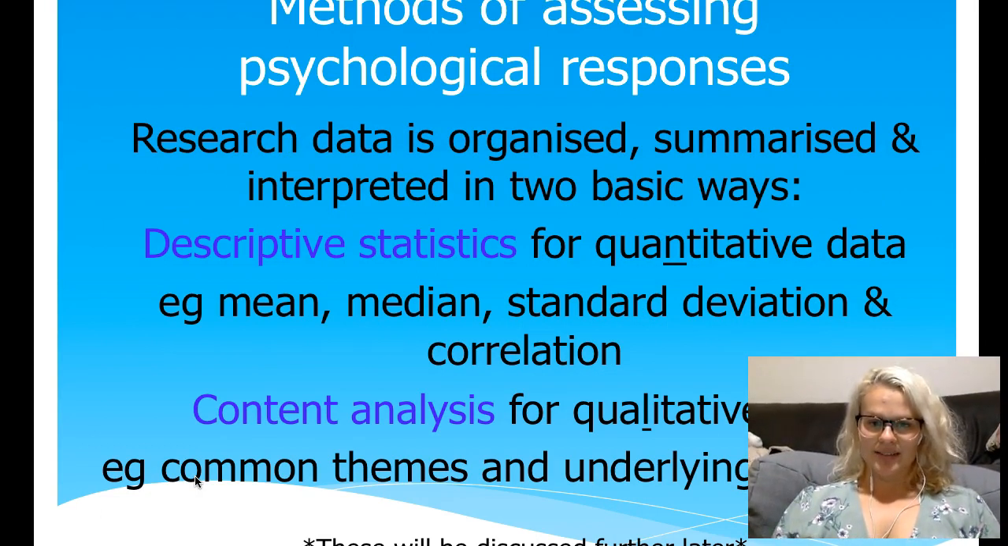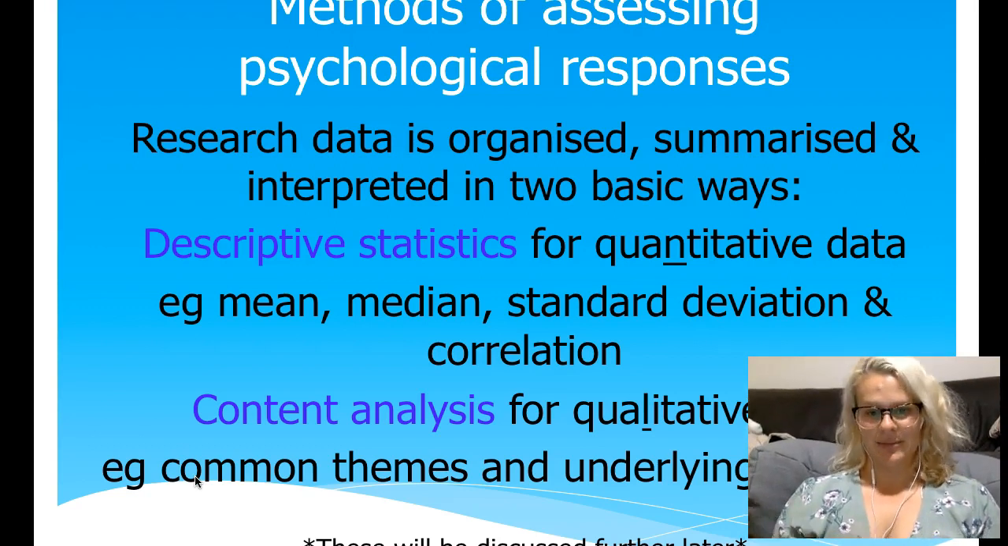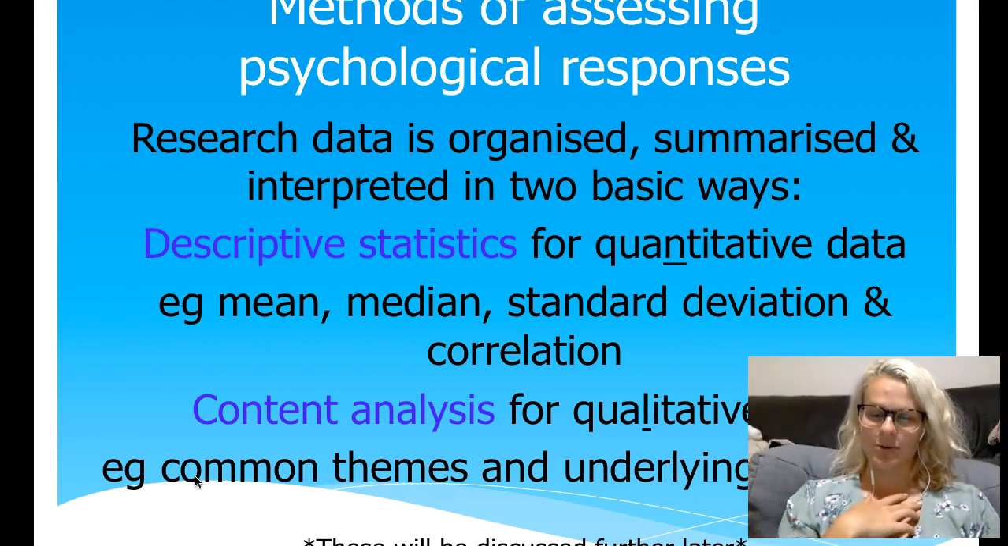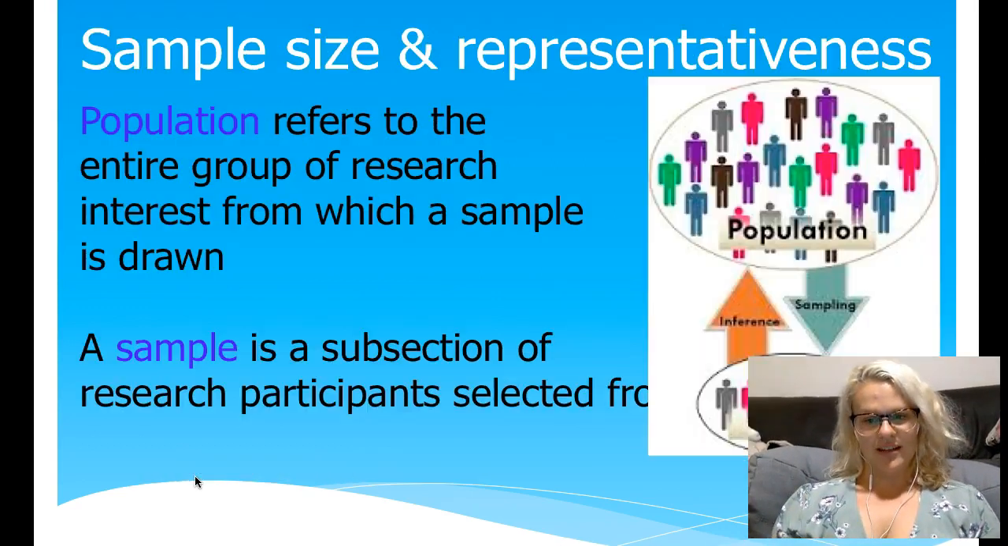So the data is then organised and summarised and it's interpreted in 2 different ways. If it's quantitative data, then we calculate the mean, the median, the standard deviation, and we come up with a correlation. And if it's qualitative data, we collect it and do a content analysis, but we're going to discuss those further on later.